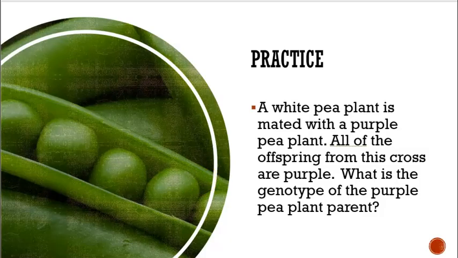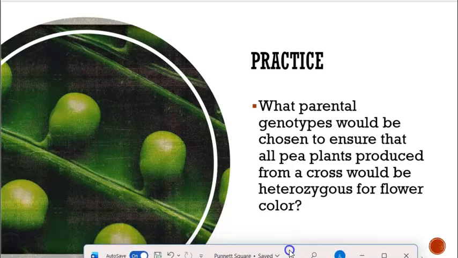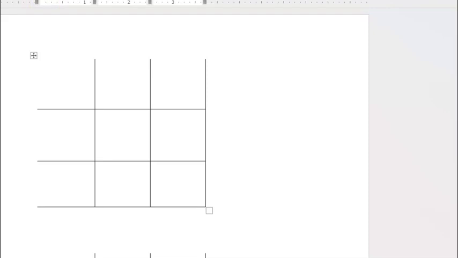All right, one last question. Let's try it out. It says, what parental genotypes would be chosen to ensure that all pea plants produced from a cross would be heterozygous for flower color? Okay, so what parent genotype could be produced from a cross that would be heterozygous? So it's kind of like what we were just drawing, right? If you were paying attention, we had heterozygous individuals, right? So we said all of these have to be heterozygous.